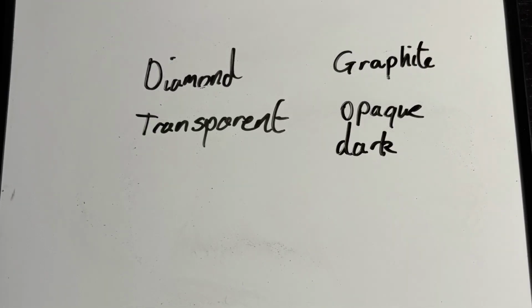And diamond's tight and regulated structure means that light goes through it, so it's transparent, whereas graphite is opaque and it's quite black and dark.